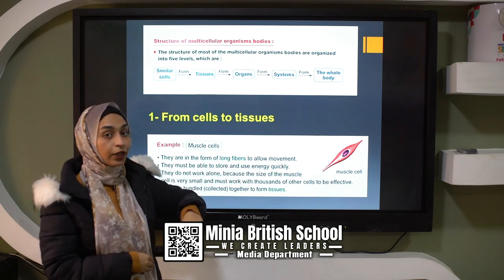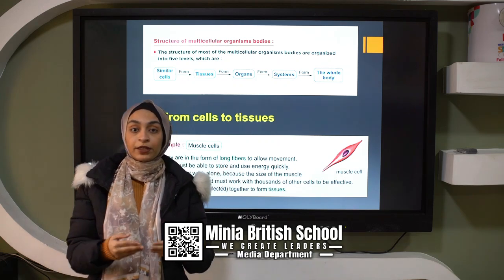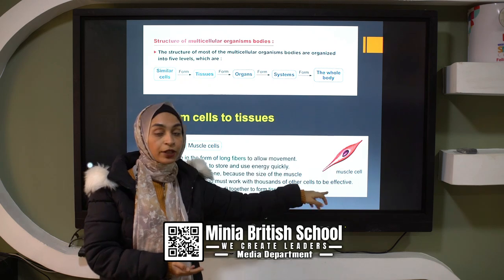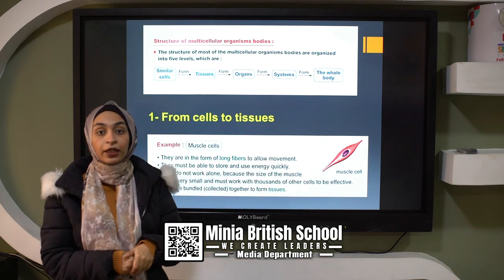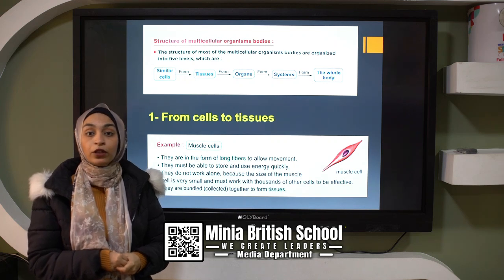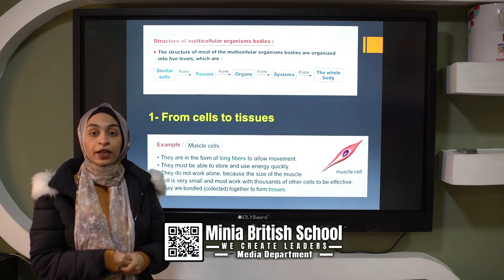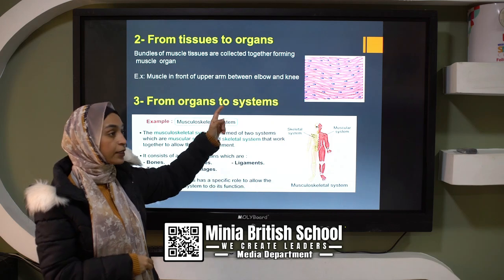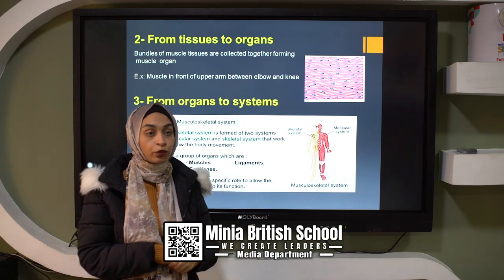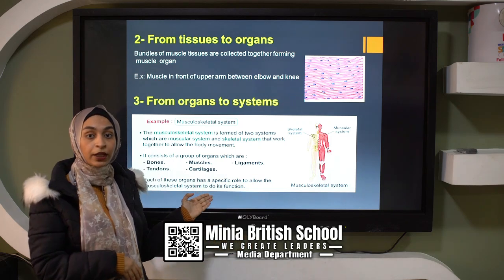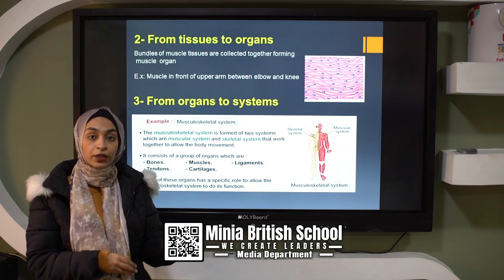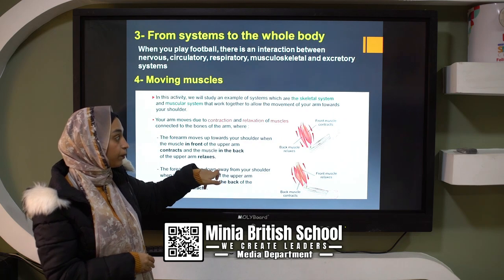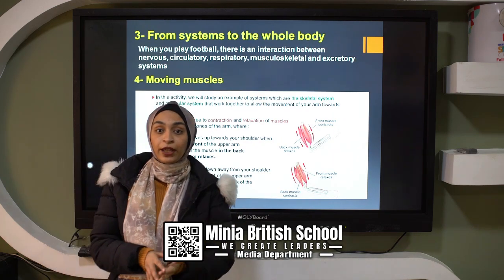Then we said that the whole body consists of cells, tissues, organs, and systems. Starting from the smallest one, which is the cell, like the muscle cell, which is in the form of long fibers to allow movement. It can collect and use energy, and also it's very small in size. Cell and cell form tissue, and tissue forms organs, and many organs form systems like the musculoskeletal system, which consists of tendons, ligaments, cartilages, muscles, and bones.